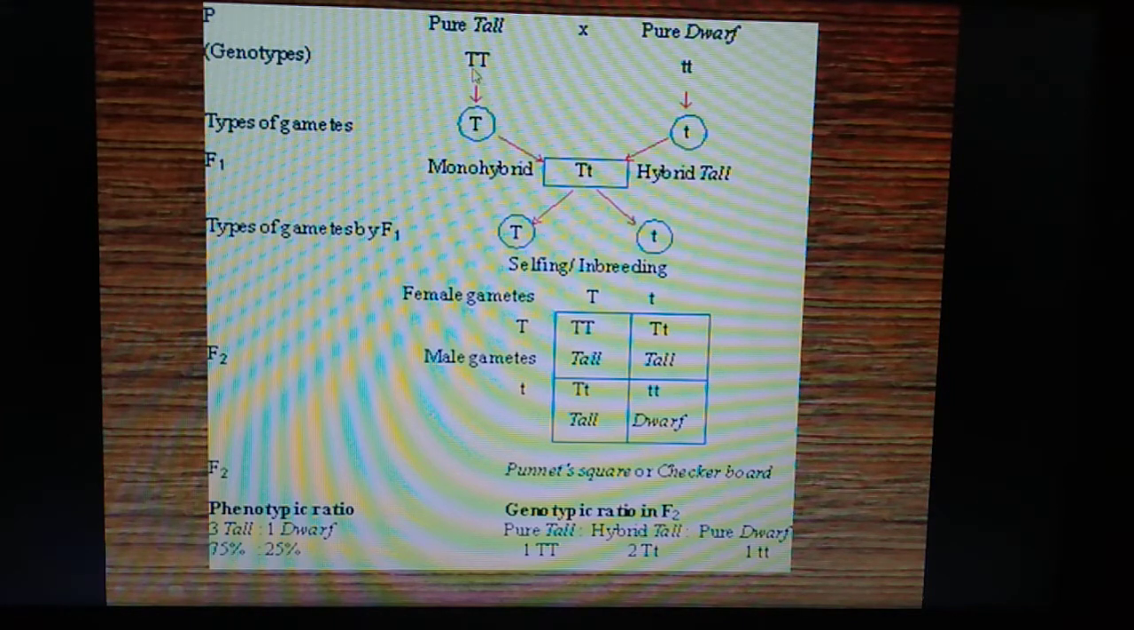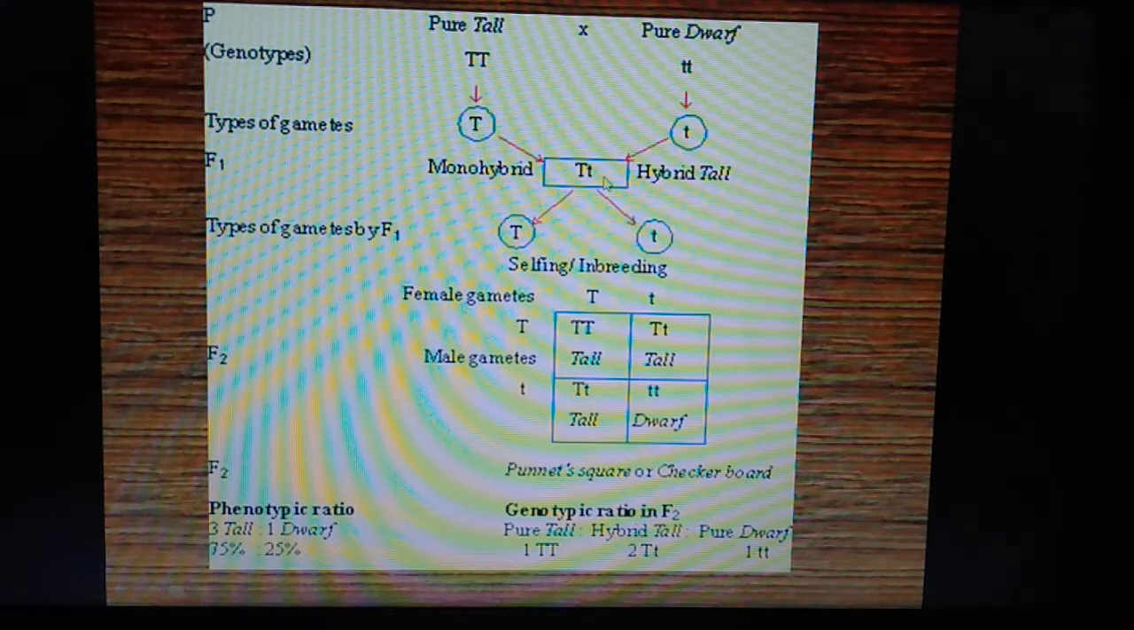Here all the gametes will contain the capital T, and here all the gametes will contain the small t. So when you cross, you will get capital T and small t. We know that capital T is the dominant character. What does the dominant character do? It will suppress the recessive character. So in F1 all the offspring are tall.